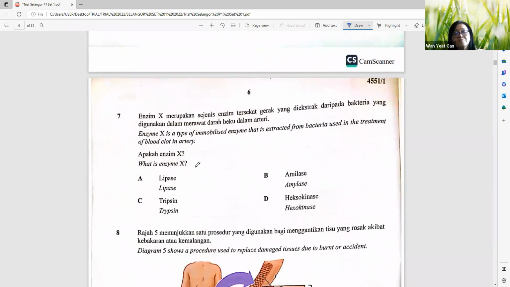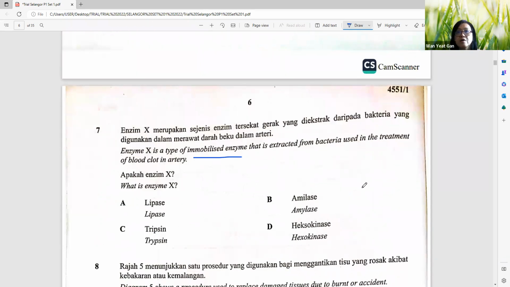Number 7. Enzyme X is a type of immobilized enzyme that is extracted from bacteria and used in the treatment of blood clot in artery. What is enzyme X? The enzyme used to treat blood clot is trypsin. So trypsin is a type of enzyme which can treat blood clot.